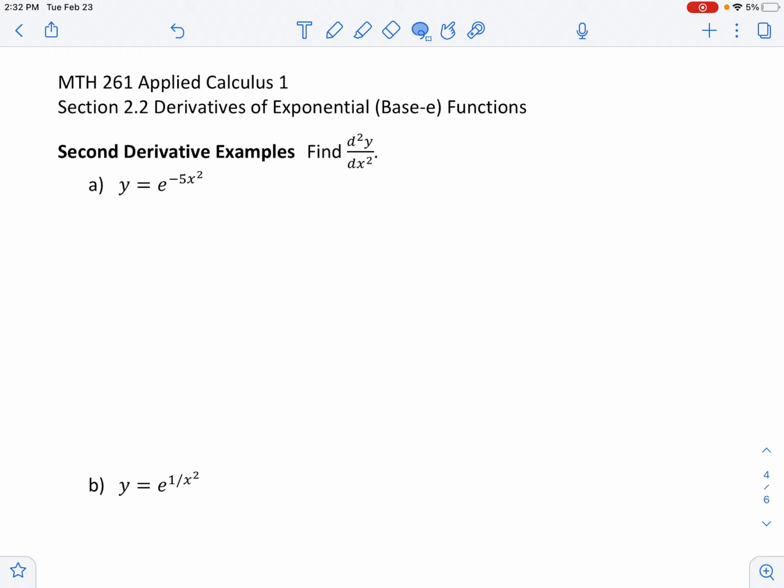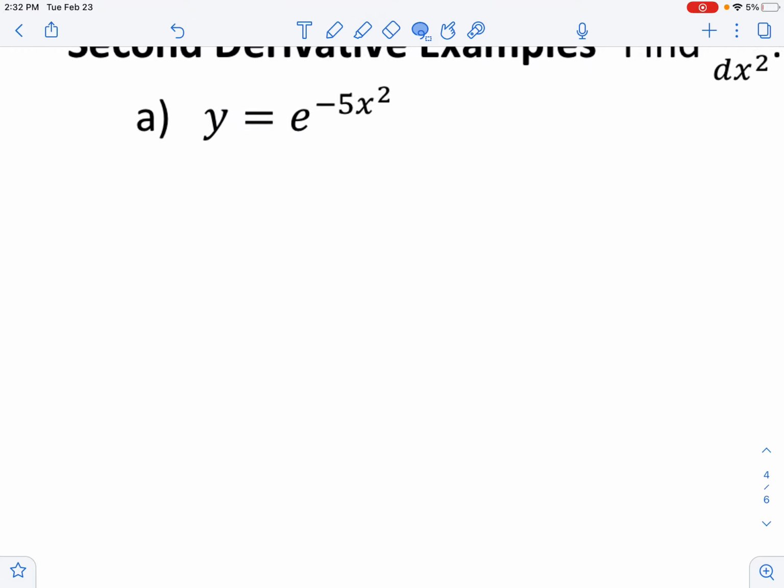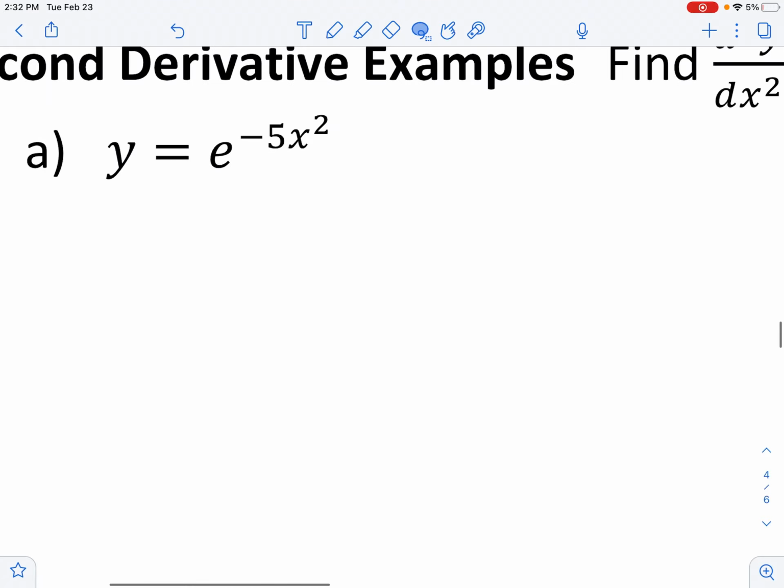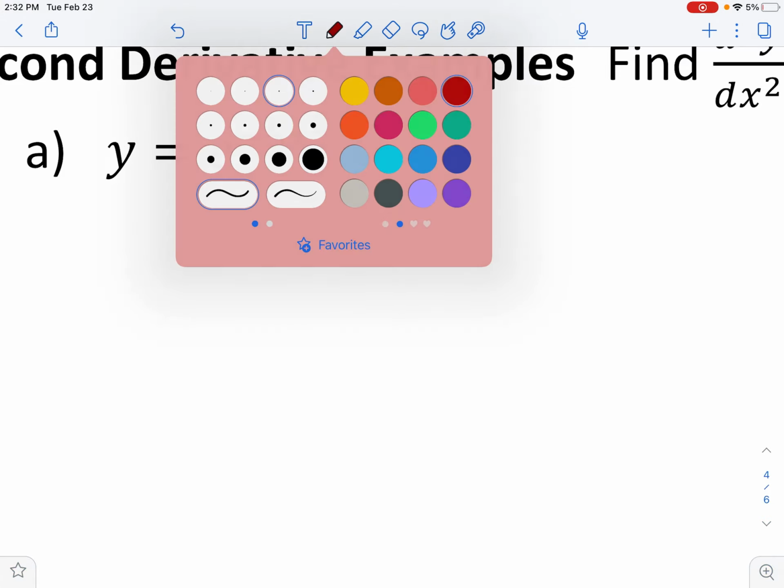We have 3 second derivative examples to look at. In this video, I'm going to go over the first one. That is y equals negative e raised to the negative 5x squared power. So let's get started with the first derivative.